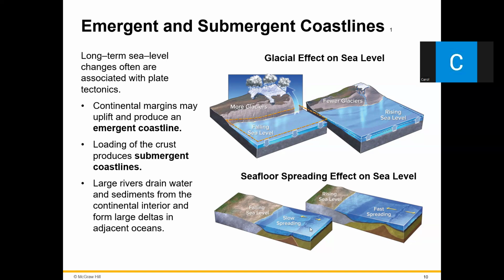Here's an example of how sea floor spreading affects sea level. So this is where it's slow, so it's kind of cool. And because it's cool, like hot things rise, right, and take up more volume. So this is cool and more compact. So we have a lower sea level.